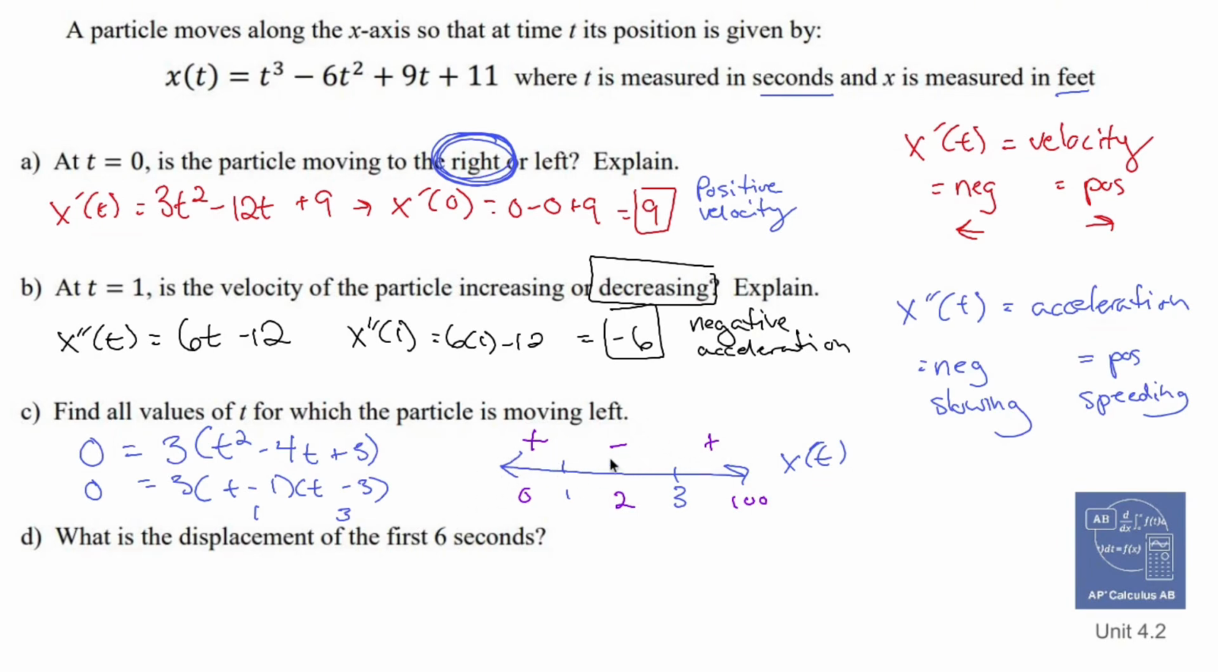According to my sign table, I am negative between 1 and 3, which means I'm moving left between 1 and 3. So the values of t where this particle is moving left is t in between 1 and 3. Including 1 and 3? No, because at 1, you're stopped, and at 3, you're stopped. So this is me writing it out in inequality notation. You could use parentheses, (1, 3). Whatever works. In between 1 second and 3 seconds is when we are moving to the left. Okay, so that is C.